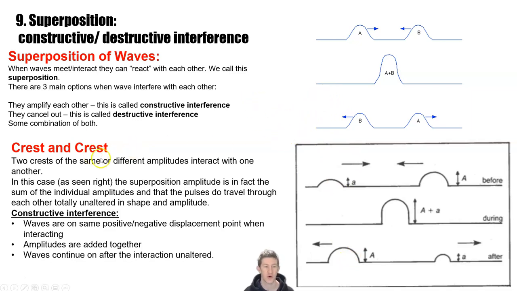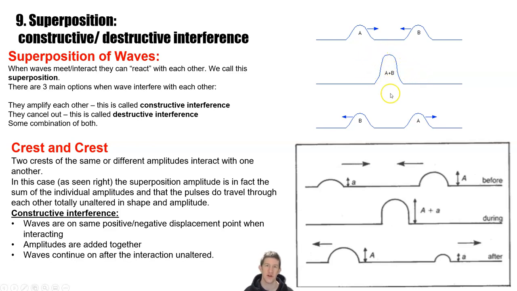If we have two crests that have the same amplitudes and they interact with one another, just like this, we've got the two crests, they run into each other. In this case, we can see that the amplitude is just the sum of the individual amplitudes. So when they pass through each other, they amplify, and suddenly you get an A plus B amplitude, so it is increased.